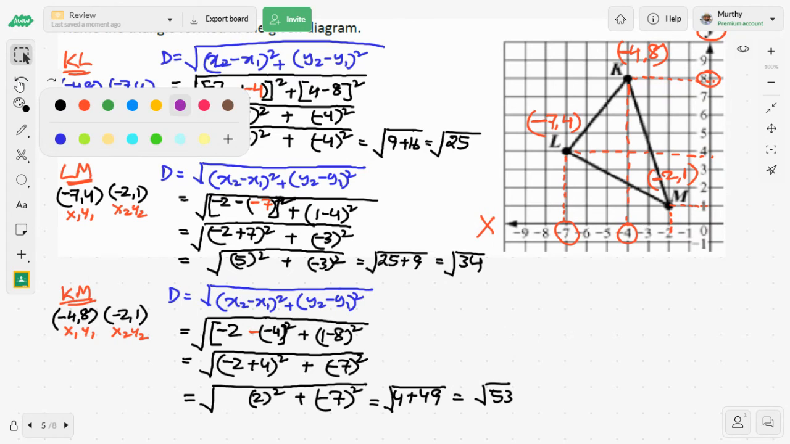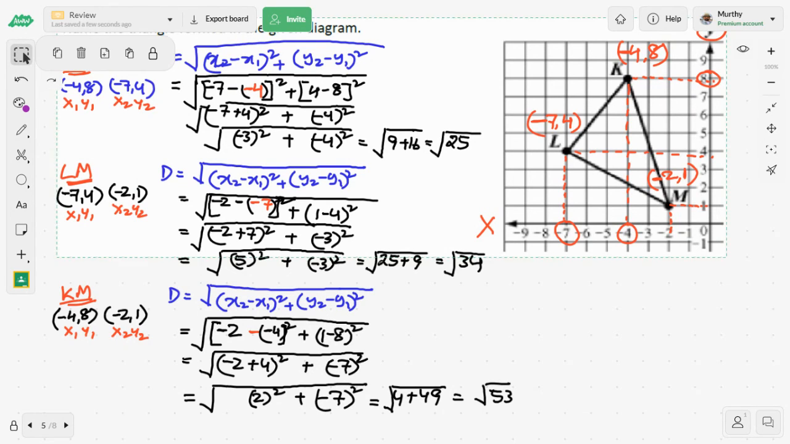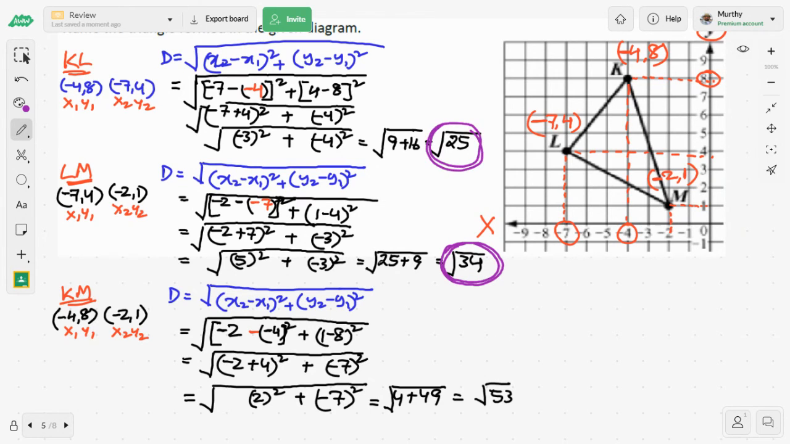Now I see that here one side is square root of 34 and the other side is square root of 25. I told you that if you want you can write it as just 5, and the third is square root of 53. So I see that all the three values are different, therefore it must be a scalene triangle. Any questions on this? Okay, let's go to the next question.